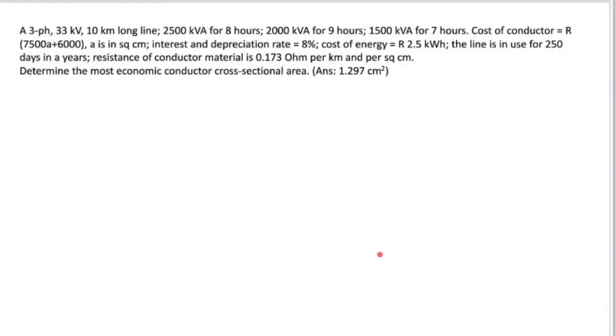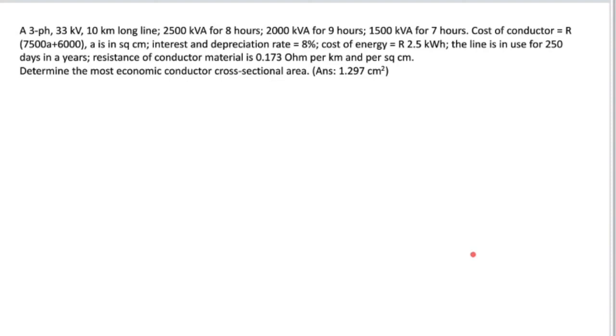It's also a three-phase line. I'm reading it for you, and after that you will read it yourself, and then we'll start. It's a three-phase line, 33 kV, 10 kilometers long. The length is given here now, so we don't have to get confused. There are some loads that are changing now.